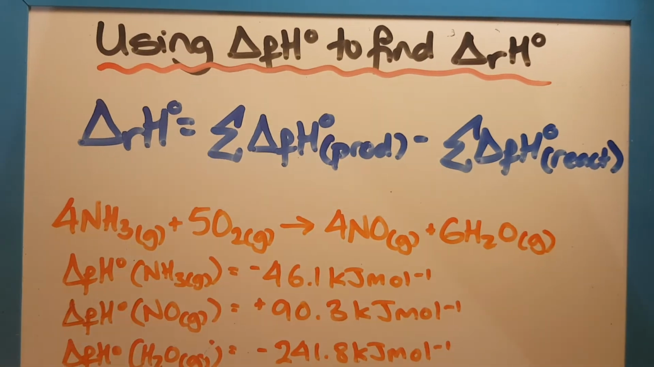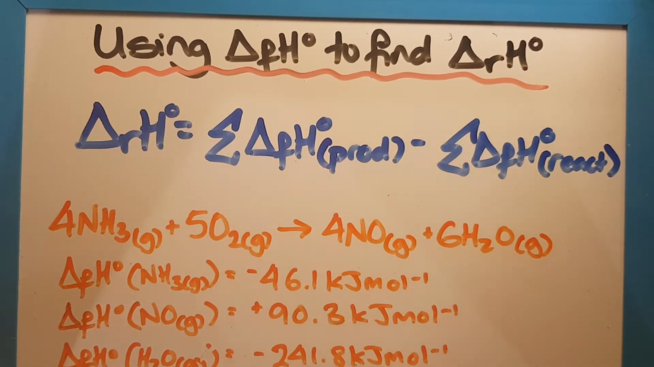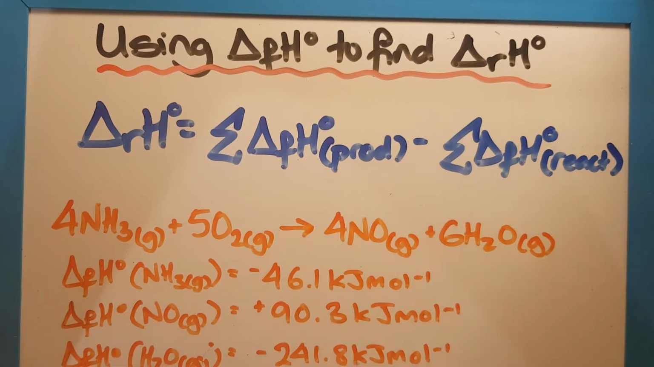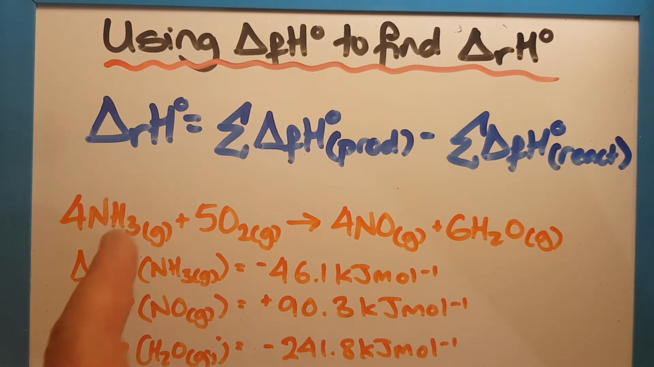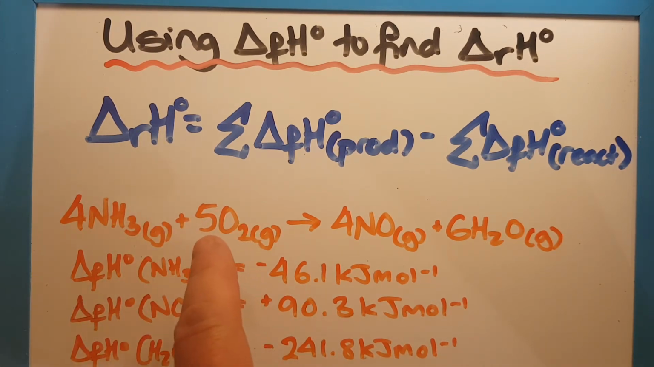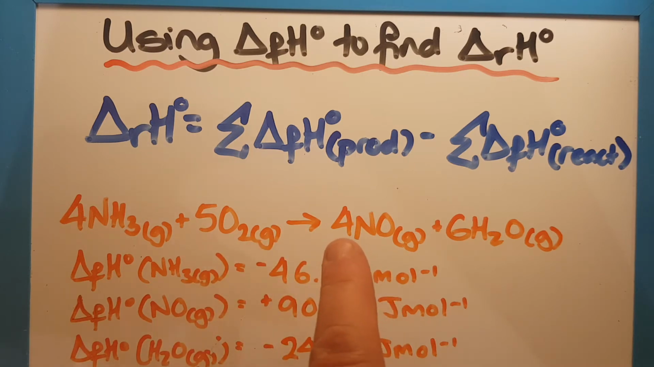In a previous video, we were introduced to the enthalpy of formation, the standard enthalpy of formation. In this video, we're going to learn how we use that to find the standard enthalpy of a reaction. So the example I've got here is 4 ammonia completely combusting, so this would be an enthalpy of combustion actually, forming 4 NO gas and 6 water.